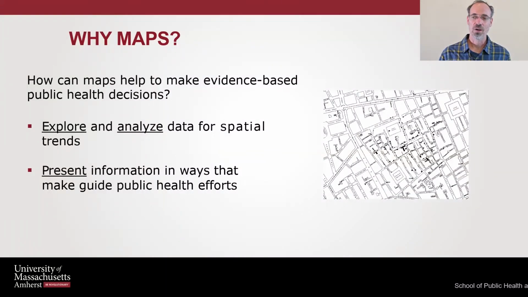So why maps? Why do we even do maps? How can maps help to make evidence-based public health decisions? Well, maps help us to explore and analyze data for spatial trends. Many public health outcomes have spatial aspects to them, really most in the end, because a lot of disease has to do with person-to-person contact, and the people who you are proximal to are more likely to either give you disease or you give them disease than people far away. And even in terms of chronic diseases, people who are proximal to one another are more like one another than people who are far away from them. So there's a spatial aspect to that as well.